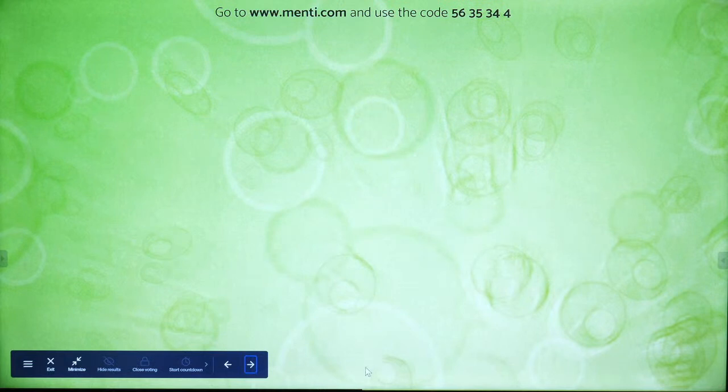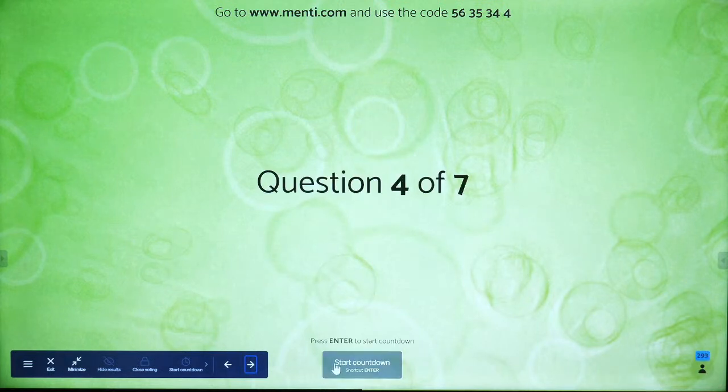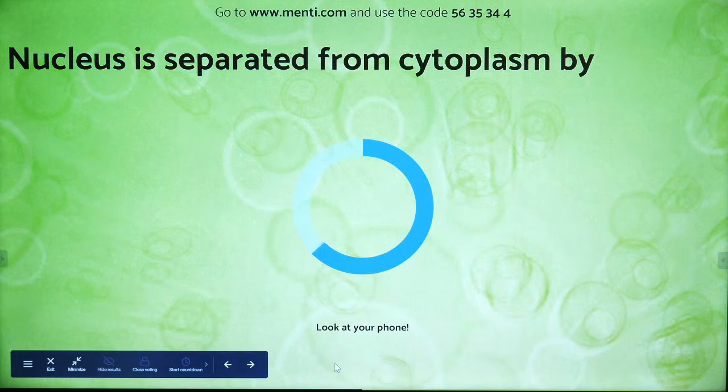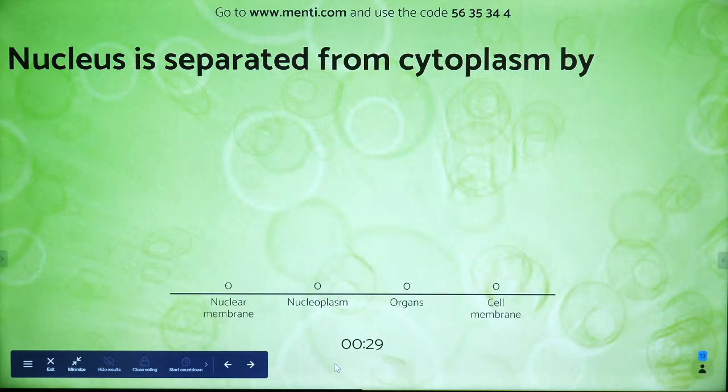That is question number 4 on your screen, coming in 3, 2, 1, shoot. Just go to menti.com and use the code 5635344. Nucleus is separated from the cytoplasm by, who separates the nucleus? Nuclear membrane, nucleoplasm, organs, or the cell membrane? That's quite easy.